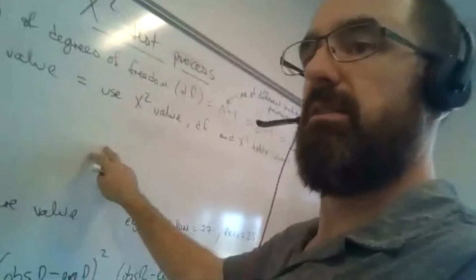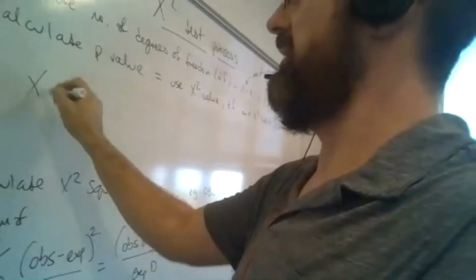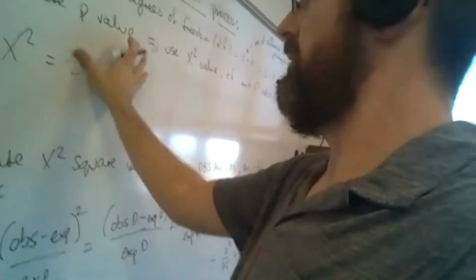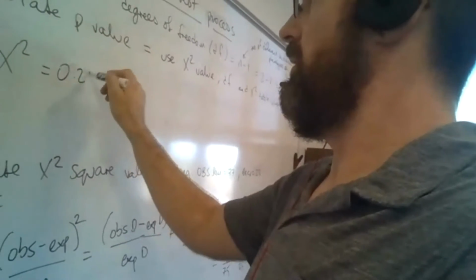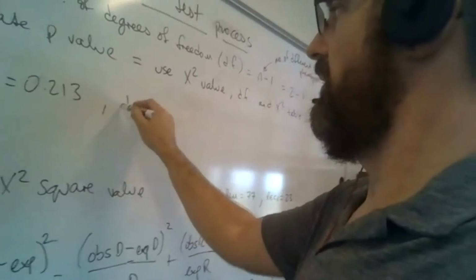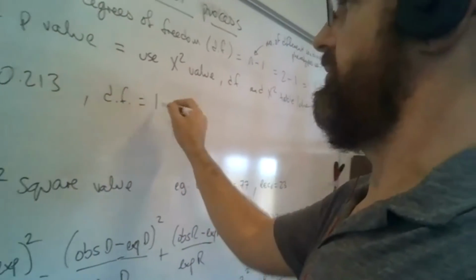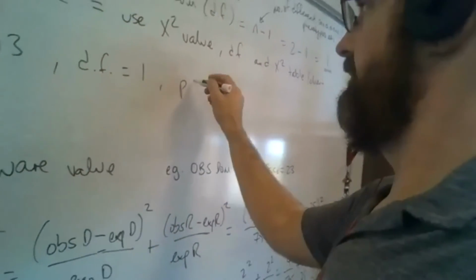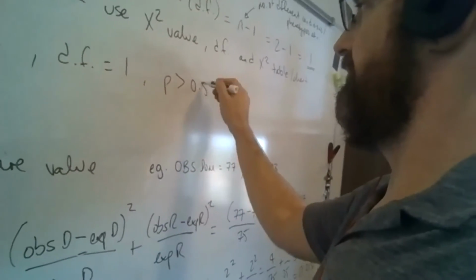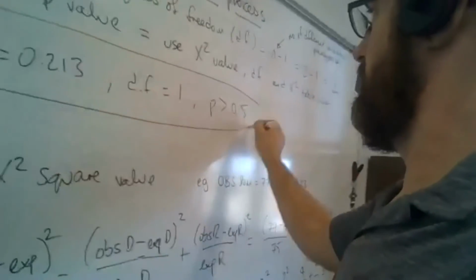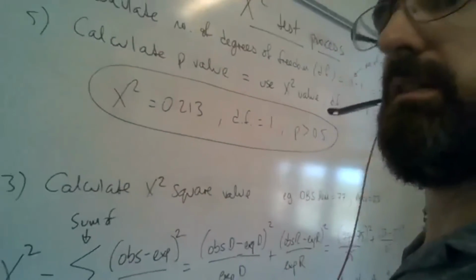To present this, you have to write it out in a very formal way. You have to write your chi-square value, degrees of freedom, and then your p-value. That is your chi-square test.